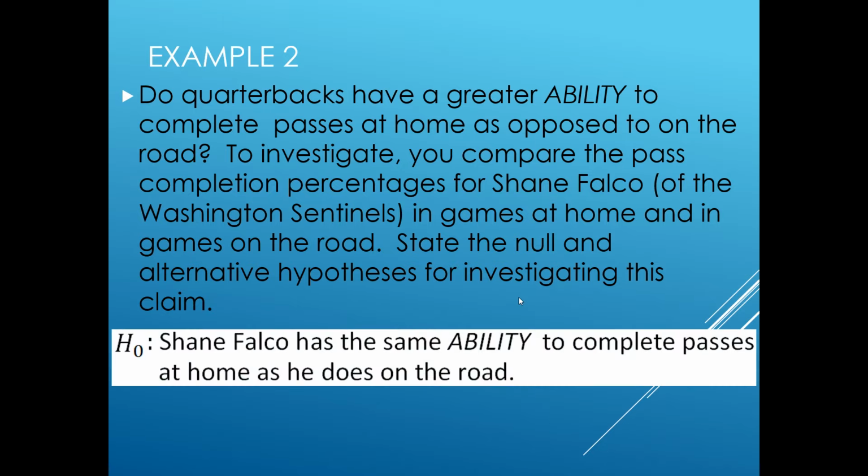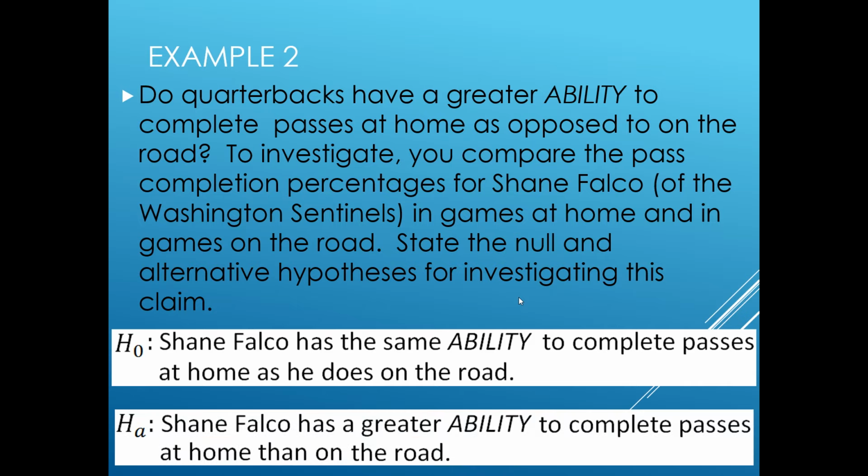All right, so let's take a look. That null hypothesis has to be they have that same ability. So it's Shane Falco has the same ability to complete passes at home as he does on the road. Boom. The alternative hypothesis, that's the one that we think is going to be, or we hope to show through our trials. That's where there's a difference. So we're saying that Shane Falco has a greater ability to complete passes at home than on the road.